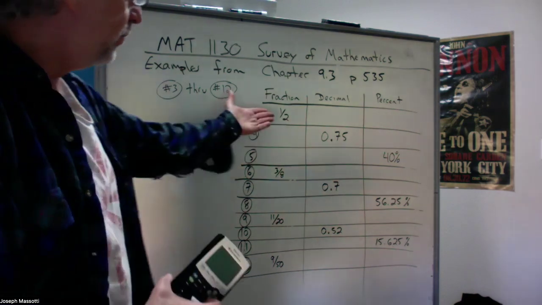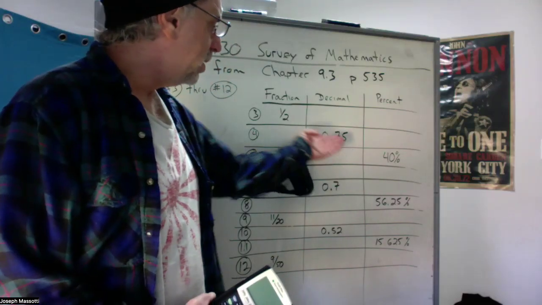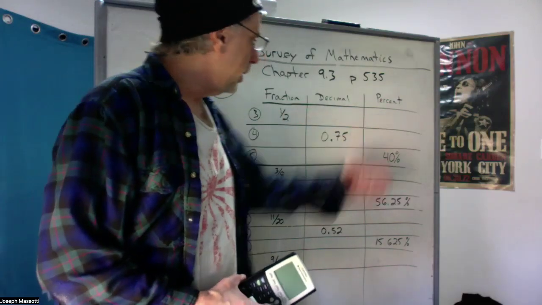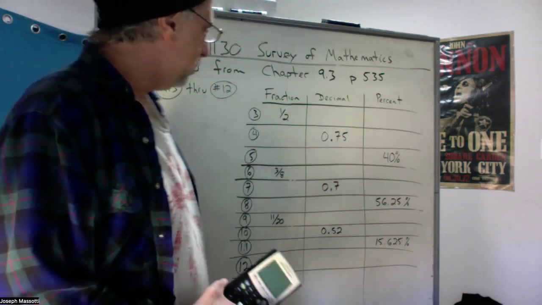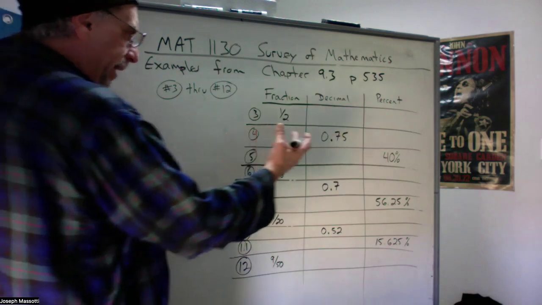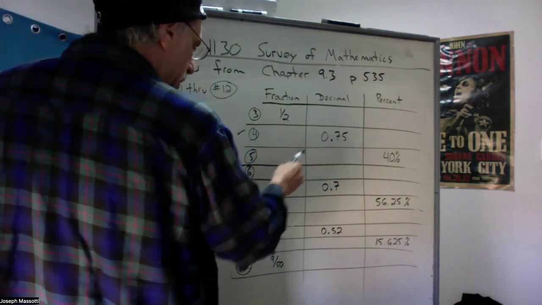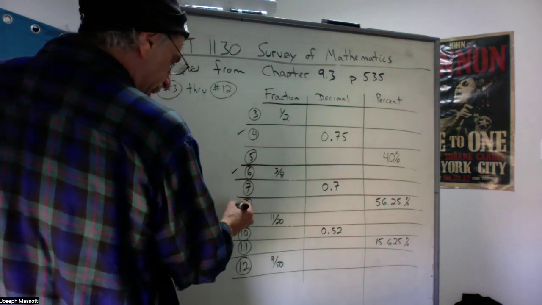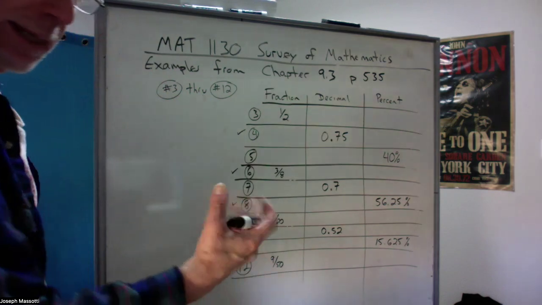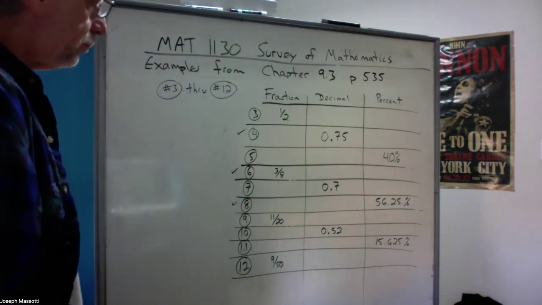So sometimes you're given a fraction and you're asked for the decimal and the percent. Sometimes you're given a decimal and you're asked for the fraction and the percent. Sometimes you're given the percent and you're asked for the fraction and the decimal. So I'm going to do one of each kind. I'll do number 4 as a decimal. I'll do number 6 that has a fraction, and I'll do number 8 that has a percentage, and then you can do the rest once you see what's going on.